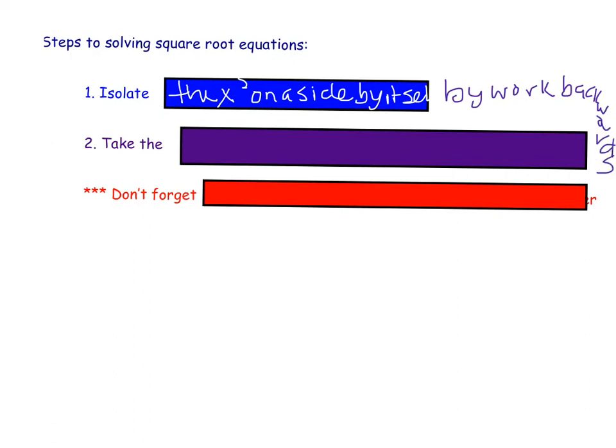So you're going to isolate the x squared on a side by itself by working backwards. In other words, using those inverse operations that we reviewed yesterday. If it's multiplied, you divide. If it's divided, you multiply.